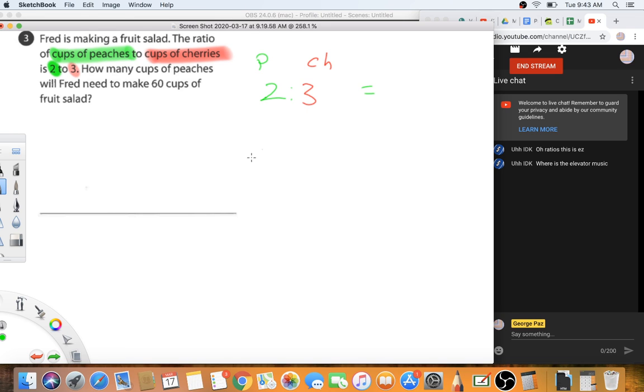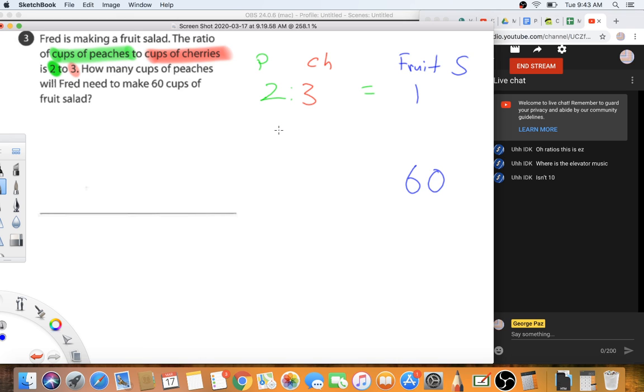Let's make that a different color, actually. He makes one fruit salad. Now, if Fred's going to make 60 cups of fruit salad, how many peaches will he need? For this one, we actually have to make an equivalent ratio table.